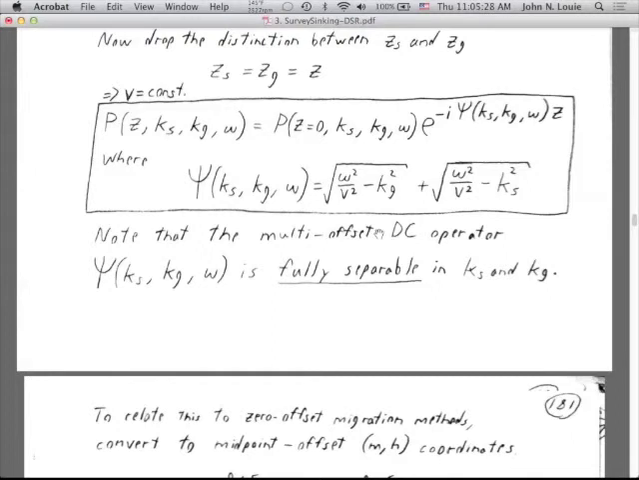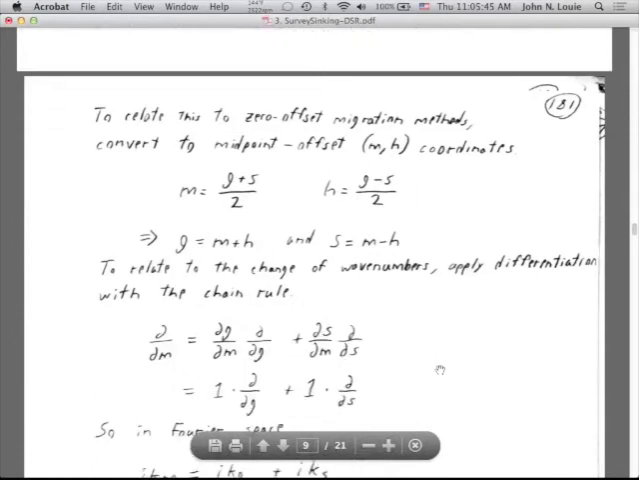Okay, so fully separable, which is convenient, right? Because it makes it easier to write your programs. If it wasn't fully separable, you'd downward continue 1 meter in the sources, then 1 meter on the receivers, and so forth.